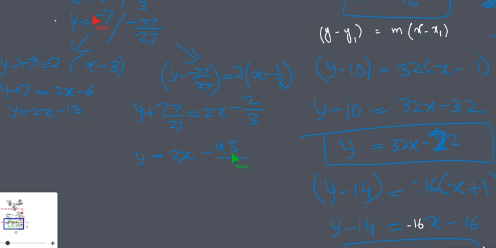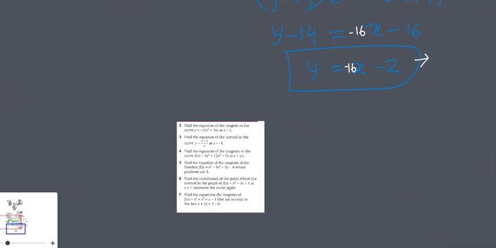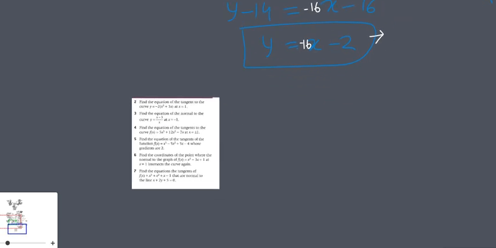Weird numbers, but that's the function, sir. 95 over 27. Did you work that? Yes. Let's see. Okay. Scroll down, please.